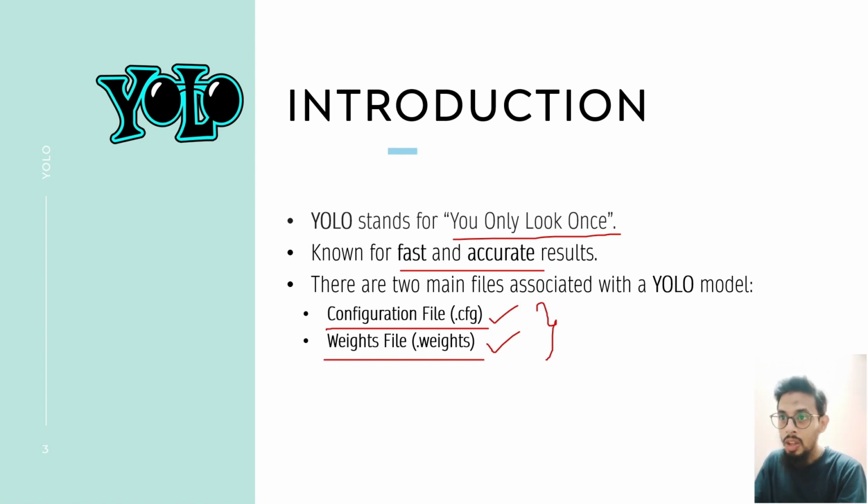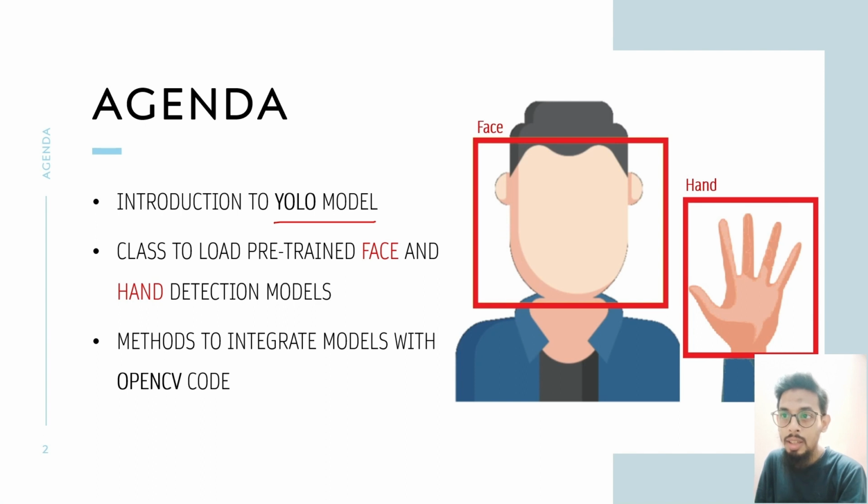Now coming back to the development part, we are going to write a class to load the pre-trained face and hand detection models. Now what do I mean by pre-trained models? I already have models which are trained to detect our faces and hands in an image or a video. I'm not going to show you the process of training a YOLO model because it's quite a vast topic, but if you want me to show you the process, let me know in the comments.